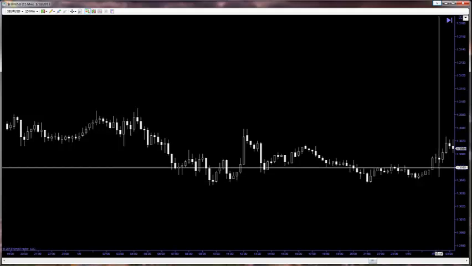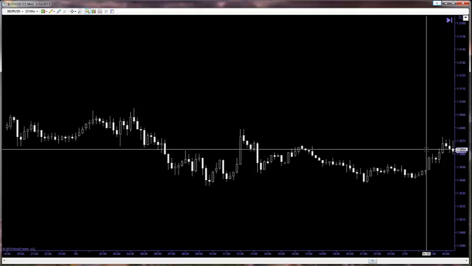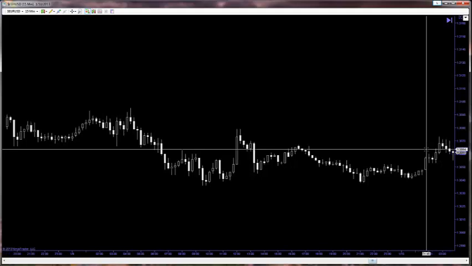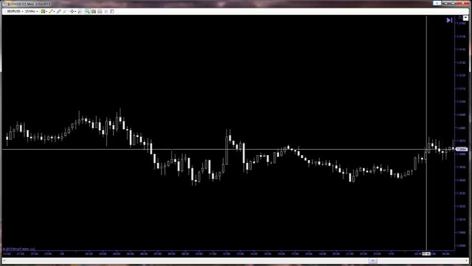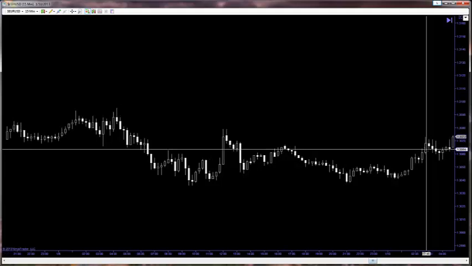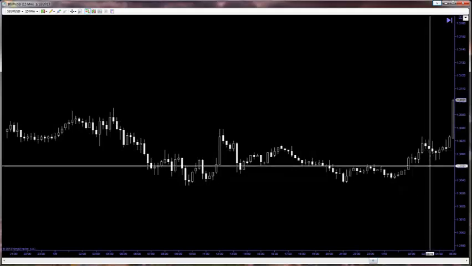Oh, took away half of the strength here. A little bit of rejection to both sides. Indecision. Lower, lower, higher, higher, lower, oops, higher, higher. You see, that's how this works, guys.